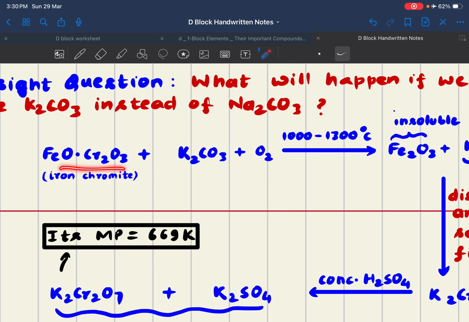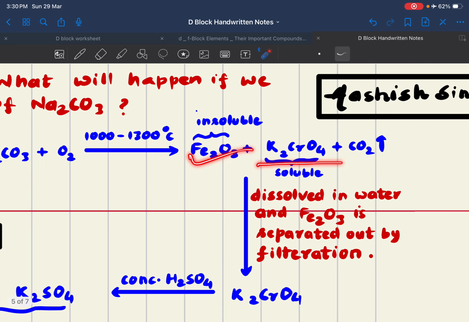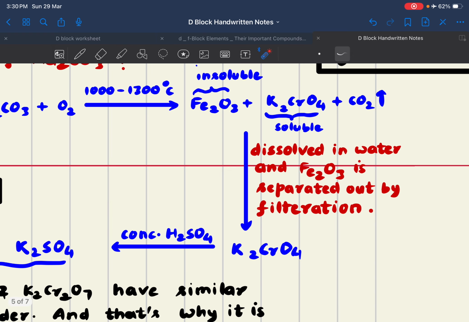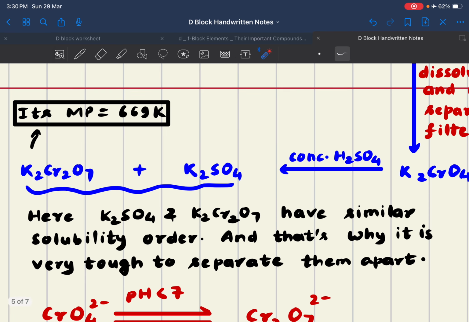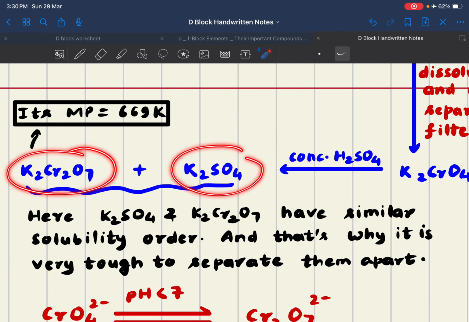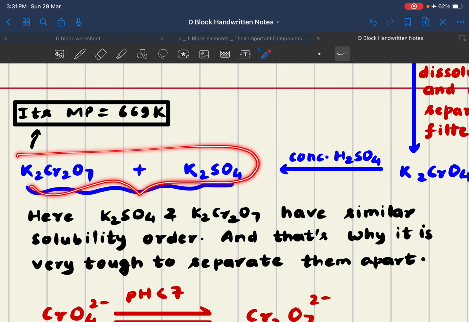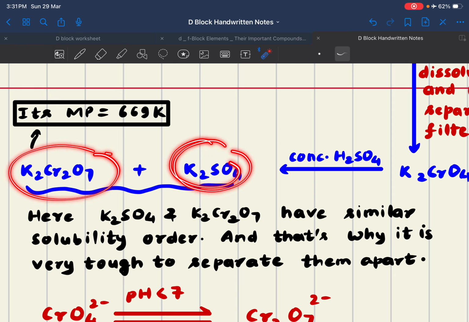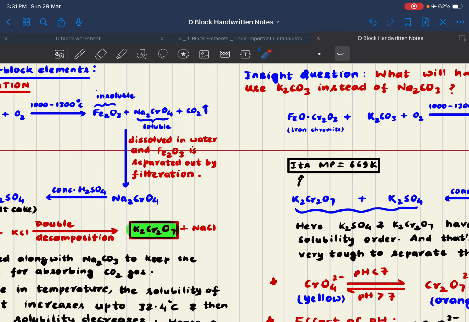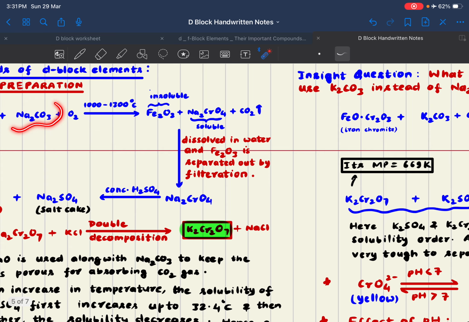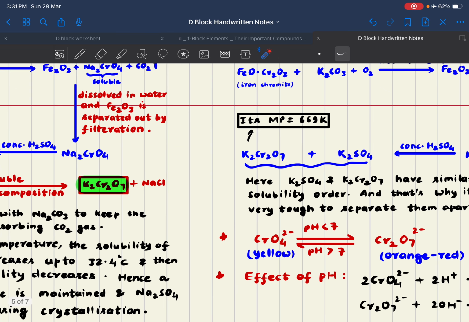Because if you do so, everything is fine up to a point. You will do the same thing here, you will get K2CrO4, and when you further treat with concentrated sulfuric acid, you will get K2Cr2O7 and K2SO4. Now at this stage, separating both of them will be a very challenging task because both have equal solubility, and that's the reason it is very tough to separate them. That's the reason we are following this method, not this. Hope you got this question.